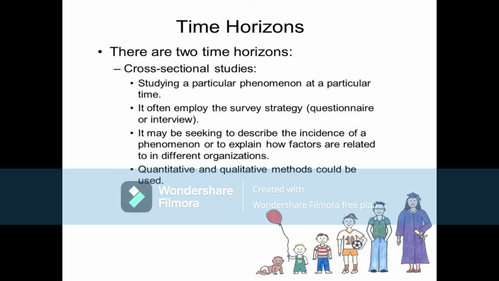Basically, in these types of studies, the researchers have adopted a cross-sectional research strategy. It may seek to describe the incidence of the phenomena or explain how factors are related in different organizations. They find out the degree of differences of the factors between two or more organizations. This study may be quantitative, or the qualitative method could be used by the researcher.